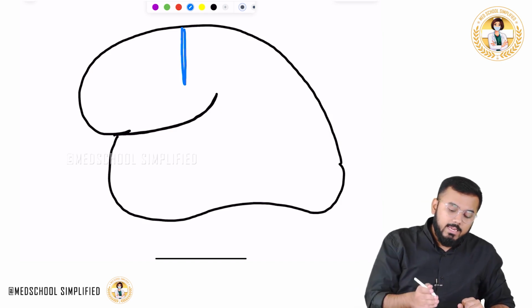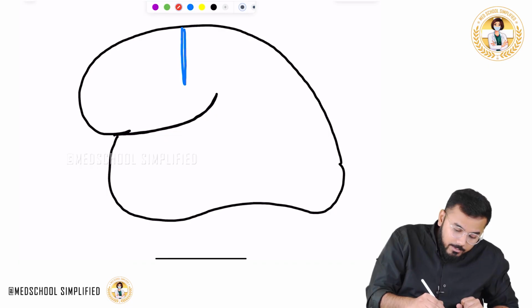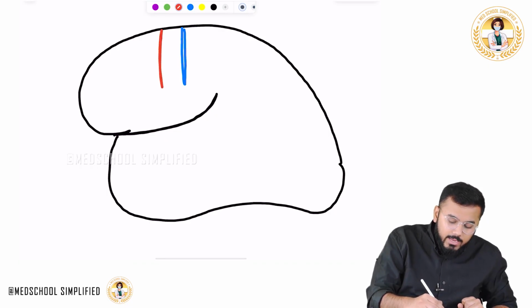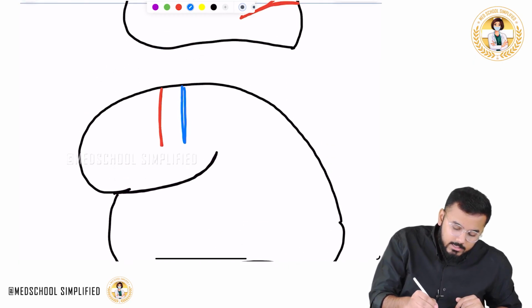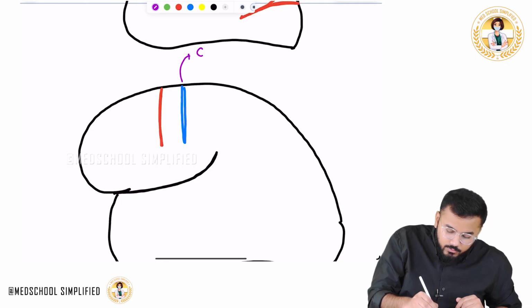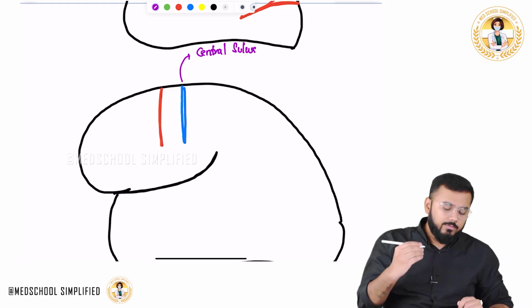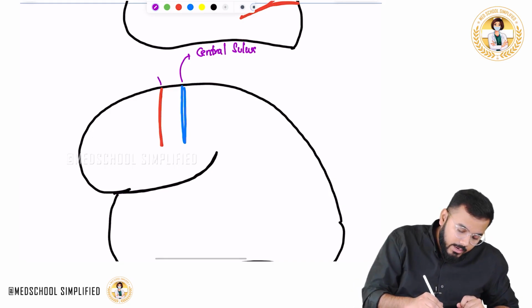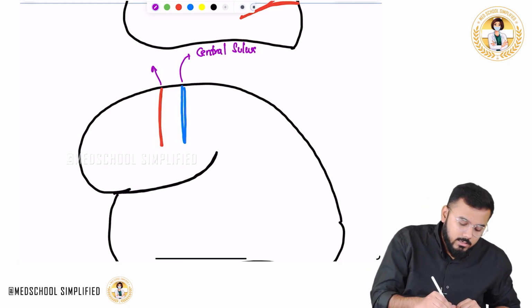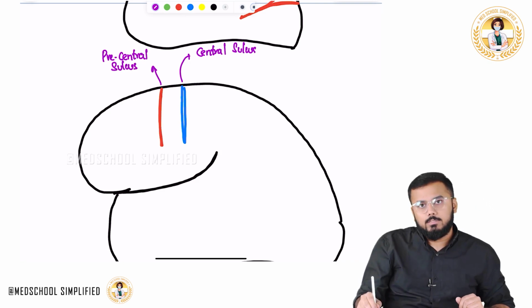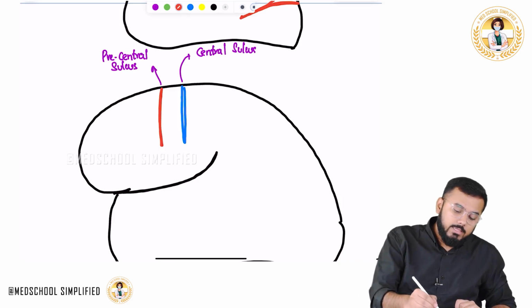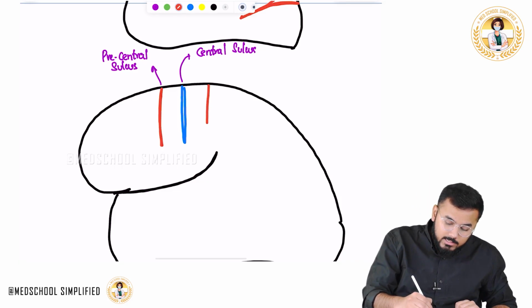Now, in front of the central sulcus, if I draw a line, let me first write down that this is your central sulcus. In front of the central sulcus, if I draw a line, can I call this the precentral sulcus? Yes, this one is called the precentral sulcus.